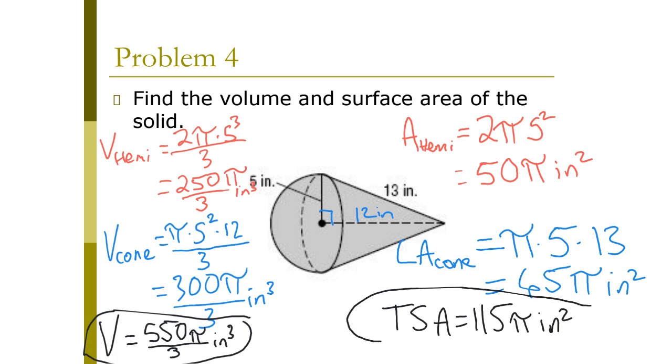And if I wanted the approximate, I could always plug this into my calculator with that pi button. But this is my exact answer. There's no rounding that has happened here. It is exact. All right. Awesome.